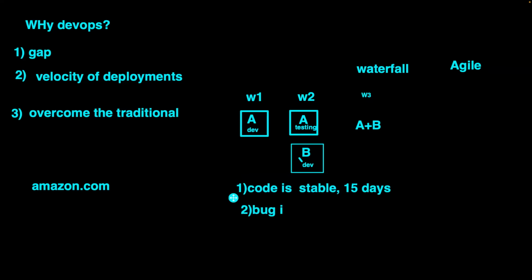Bug fixing became faster. Let's say code is developed this week. Next week, testing is happening immediately and bug fixing is happening, so it could be very fast. Testing done at later stages would be expensive, time-consuming, and it costs a lot. But now here, testing is happening every week. So bug fixing is faster.